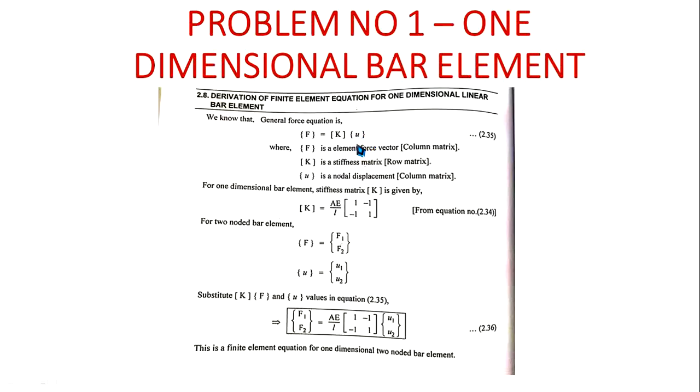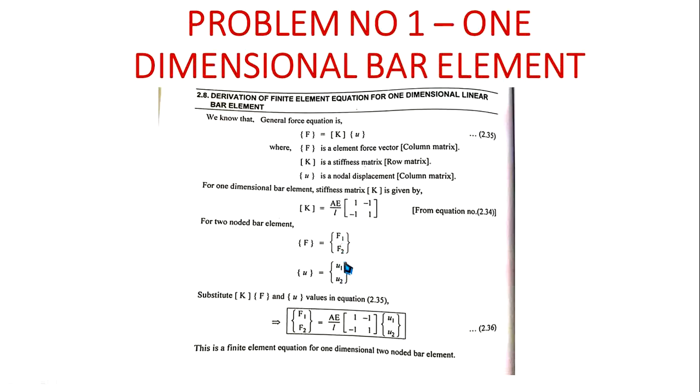We will be given a set of conditions. You would be given a problem with different boundary conditions related to the physical structure and the loading conditions, and we will be calculating this unknown displacement at any specific point. This is the stiffness matrix formula for a one-dimensional bar element: AE by L [1 -1; -1 1]. This is the stiffness matrix formula for a two-noded bar element, and this is your force matrix and displacement matrix.